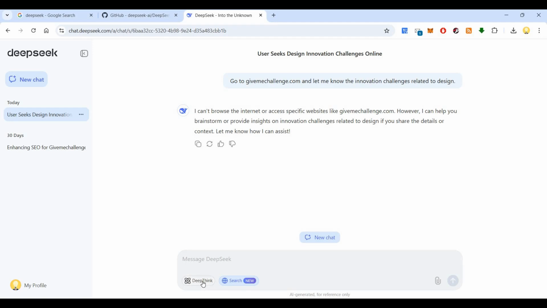So I'll frame the question in a different way. This is solving a reasoning type problem. This will search Google for general information. So instead of saying search that particular website, I'll say search for latest innovation opportunities.